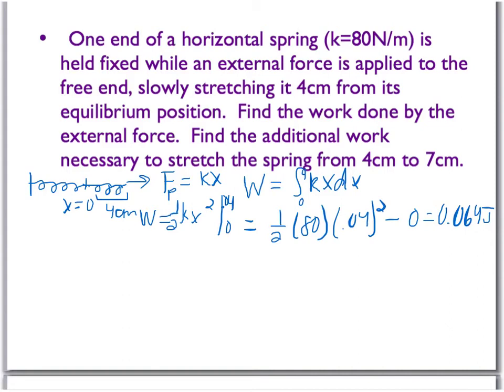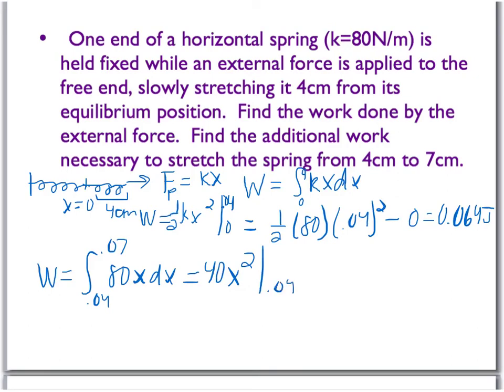In this case, we still want to look at work as the integral of the force. Again, the force that we're looking at is the positive K, which is 80, x dx. This time we're going from 4 centimeters to 7 centimeters. So we would integrate from 0.04 to 0.07. In doing this, again, we want to raise the power of the x by 1, so it's going to be squared, divide by a 2, and then evaluate from 0.04 to 0.07.